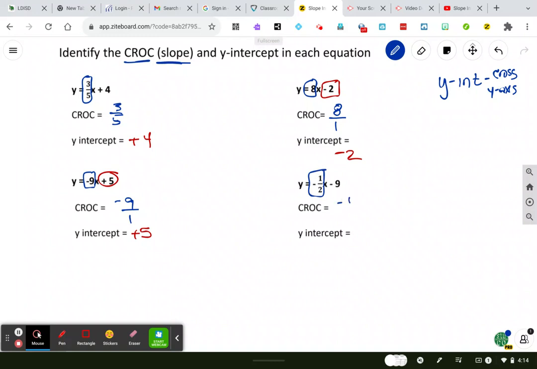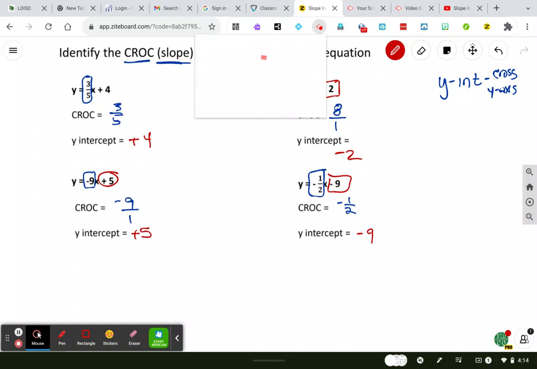Constant rate of change is -1/2. And your y-intercept is -9. And this should help you with your notes for today and your assignment.